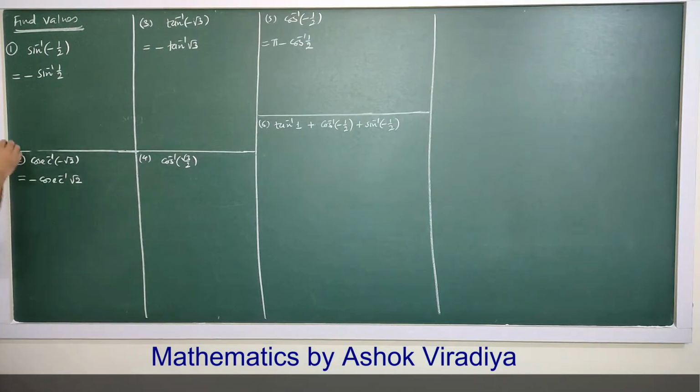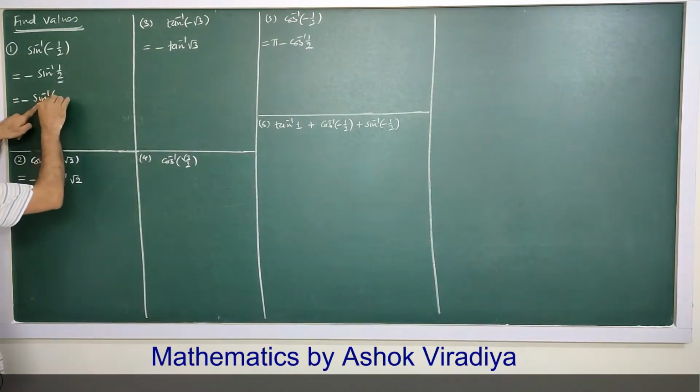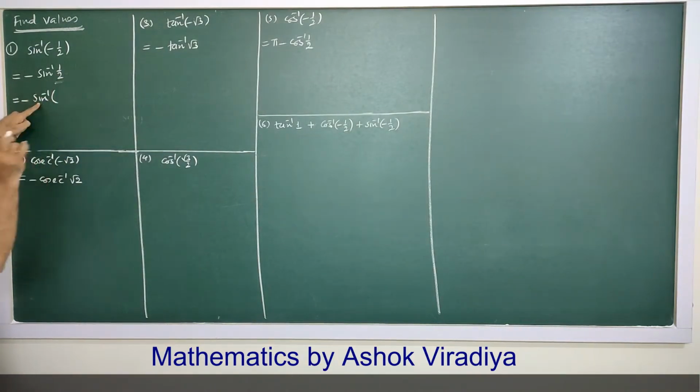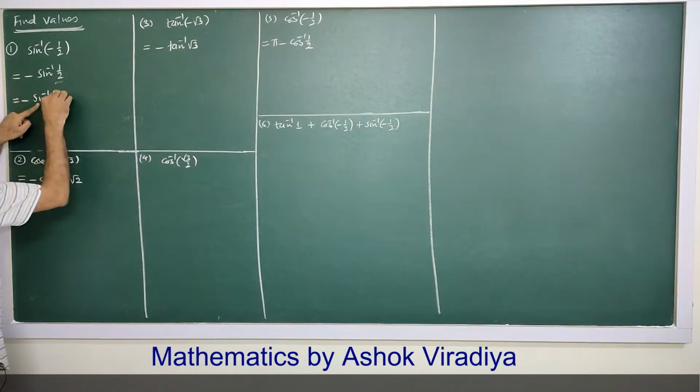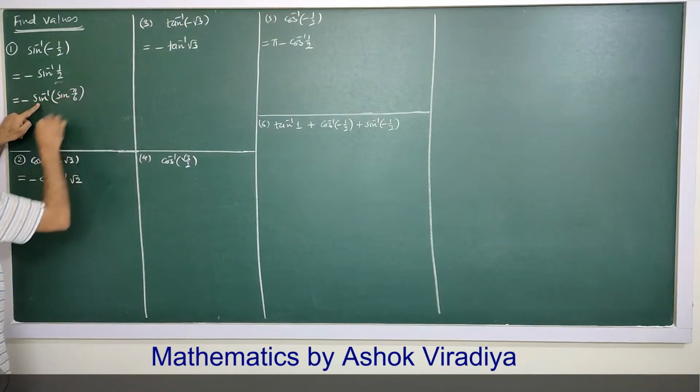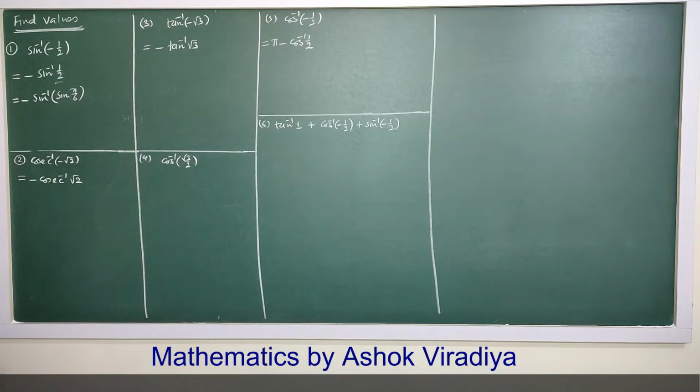Then minus sine inverse. Now 1 by 2. See, outer function is sine inverse, so 1 by 2, put value in terms of sine. So 1 by 2 is sine pi by 6. 1 by 2 we replace by sine pi by 6.